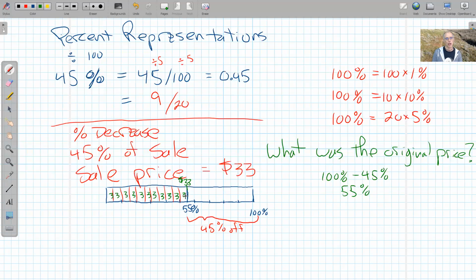Now, I would really like to know what the thing was worth originally. Well, every 5% chunk is worth another $3. So I can either count up by 3 to get there, or just remember that there are 20 groups of 5% here. So there's 20 boxes. So this has got to be 20 times 3, because each box is worth $3. So this thing should have been worth $60. So the original cost must have been $60. And we can double check that by just taking $60 times 55%.